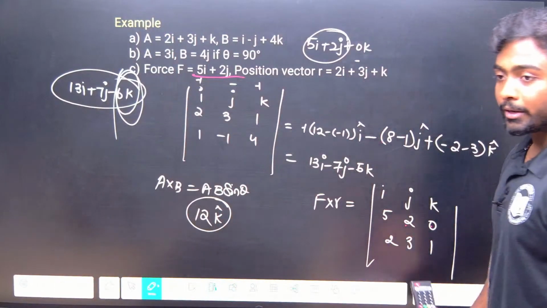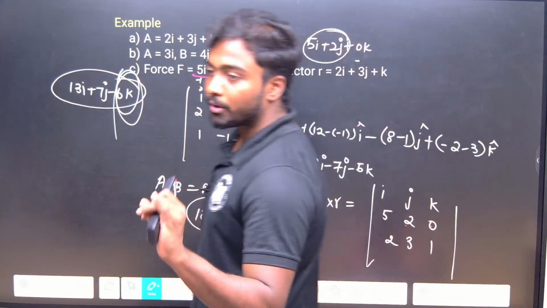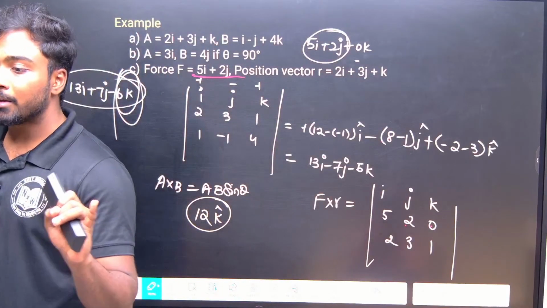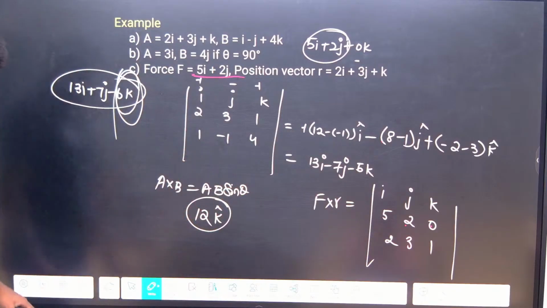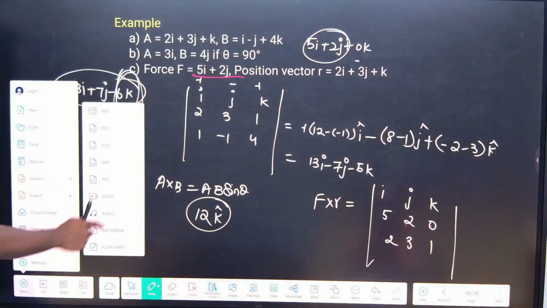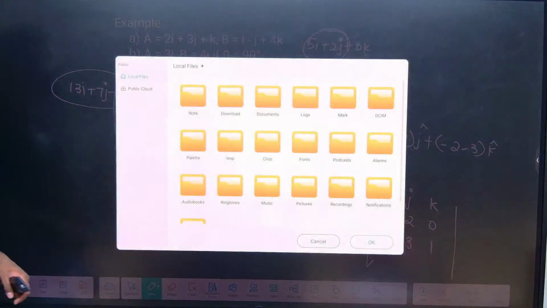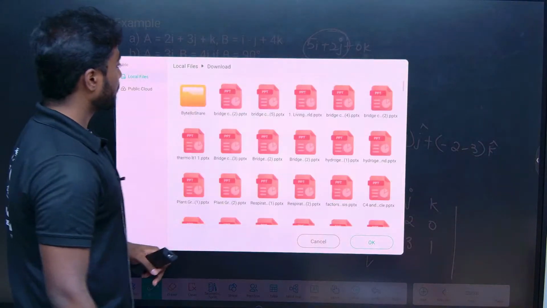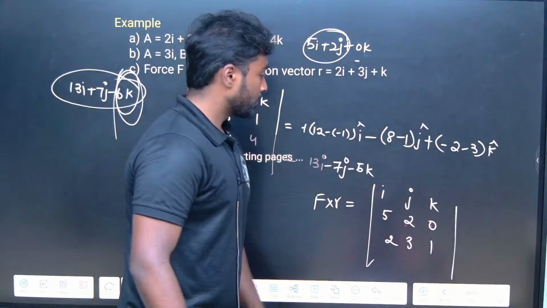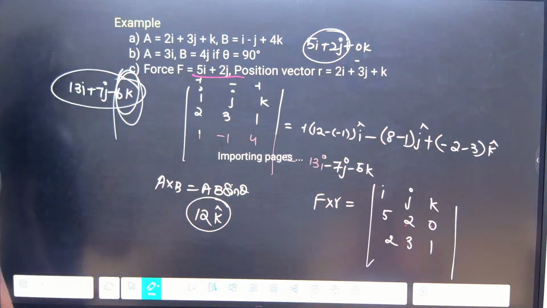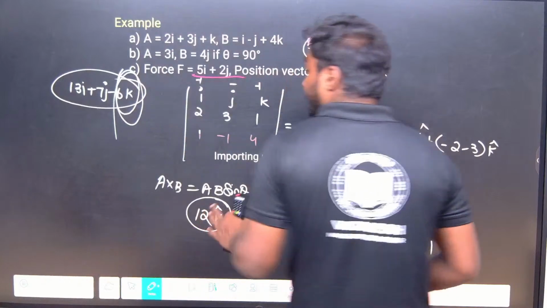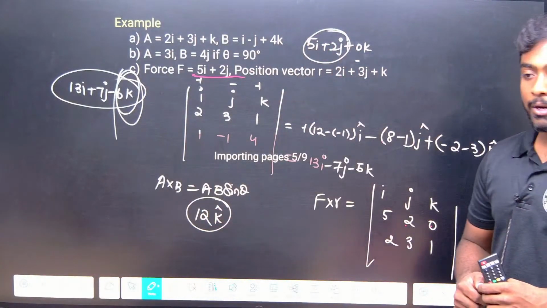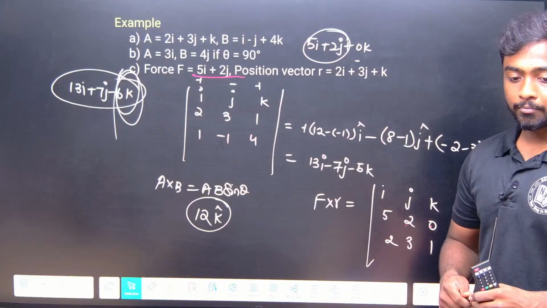Any doubts here in vectors? So two products, one is dot and one is cross. Dot is nothing but scalar. Cross is nothing but vector. I'll give some more questions here. So with this we'll complete the basic mathematics. In the next class we'll start with units and dimensions.